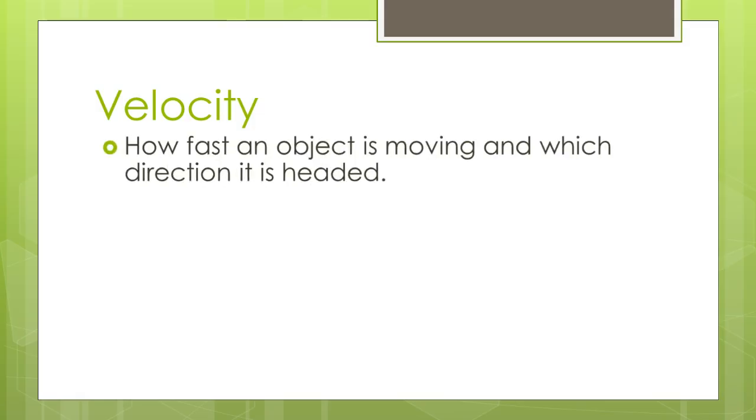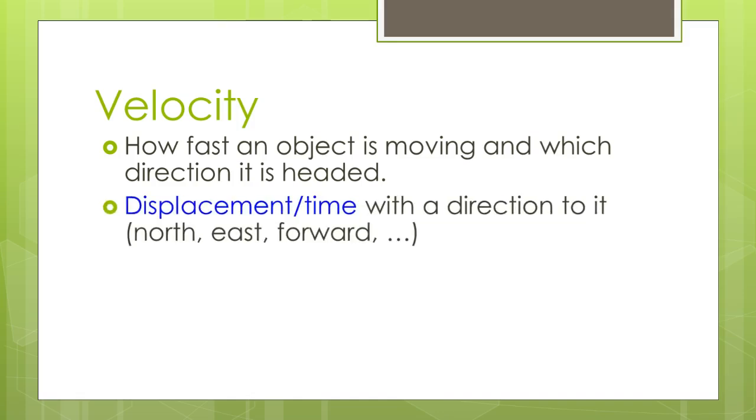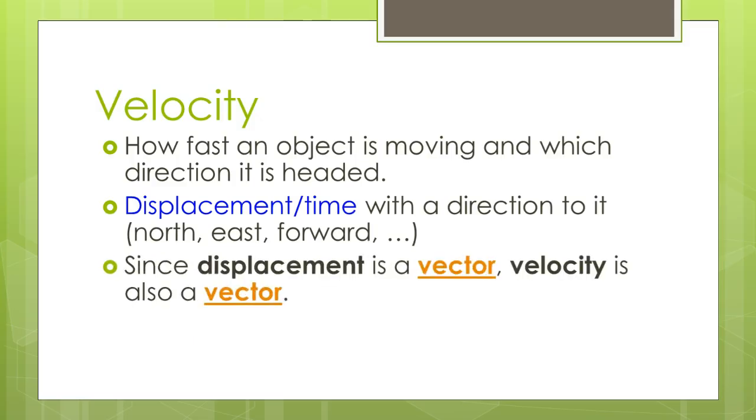Velocity is how fast an object is moving, which is the definition of speed, but it's also which direction it's headed. Speed would be 5 meters per second, velocity would tell us 5 meters per second forward or 5 meters per second backwards. It's displacement over time. Displacement has a direction, so we have a distance with direction divided by time. That means that displacement and velocity are both vectors. We're taking a vector and dividing it by time, so we get a vector quantity.